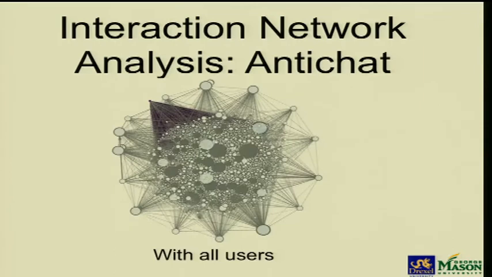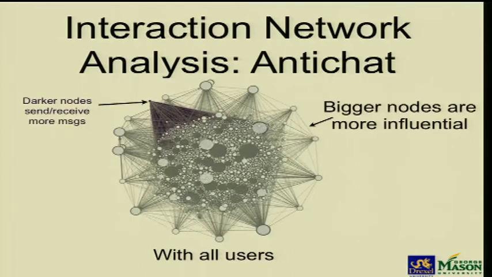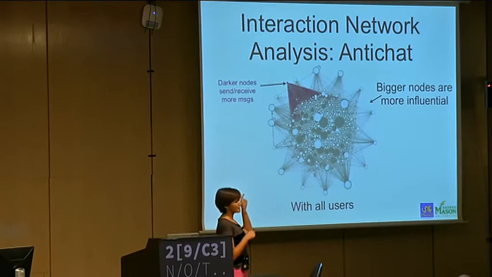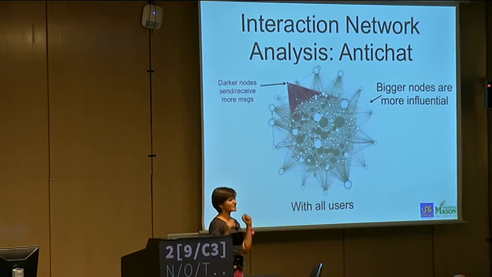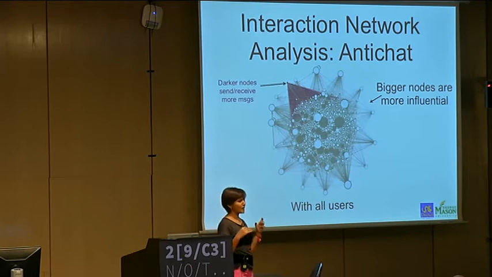So this is one of the interaction network graphs from AntiChat. Here, bigger nodes represent more influential users, and the darker nodes represent the people who send or receive a lot of messages. So here you can see that there are only a couple of big nodes. There are only a couple of influential users, and most members in the forum are only interacting with these big users. And here also you can see that the darkest node that is sending a lot of messages is very small. So it means that this node sends a lot of messages to a lot of users, but nobody is interacting with him. So this is an indication that this is maybe an automated bot to send automated notification messages.